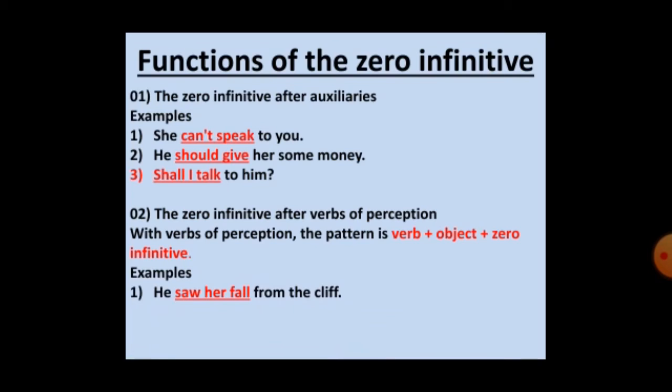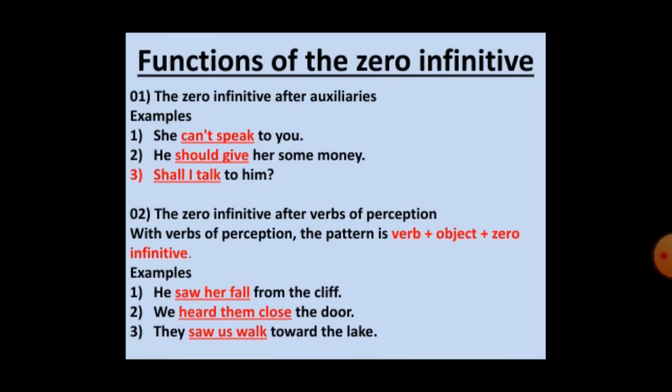So, he saw her fall from the cliff. Here students you do not see any to, that's why it is saw her fall from the cliff. In the second, we heard them close the door. So saw is a perception verb, so after that we haven't used any to, that's why fall is here as a bare infinitive. Hearing is also a perception verb and after a perception verb we do not use to. And in the third one, they saw us walk towards the lake and that is also zero infinitive or bare infinitive.